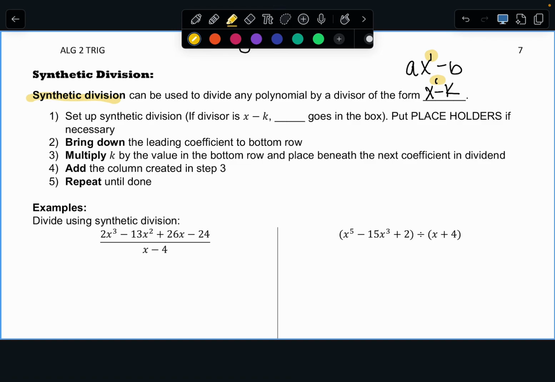If we're dividing by an x squared, we can't do this version of division. We have to do long division. So all of our divisors today are going to look like this. X is going to be to the first power.